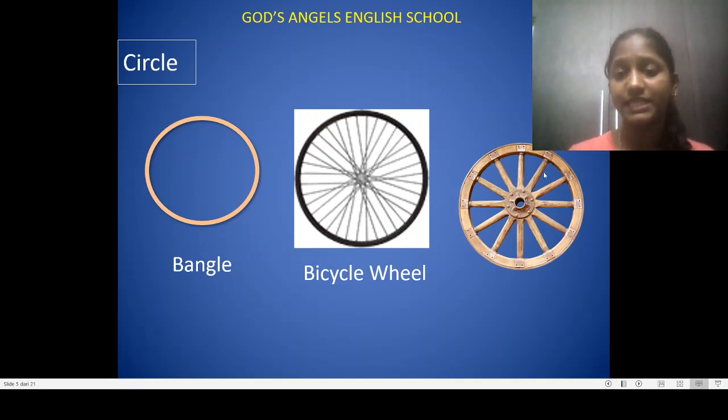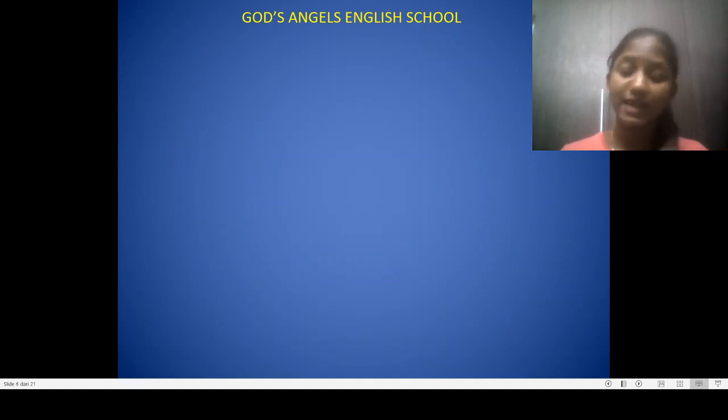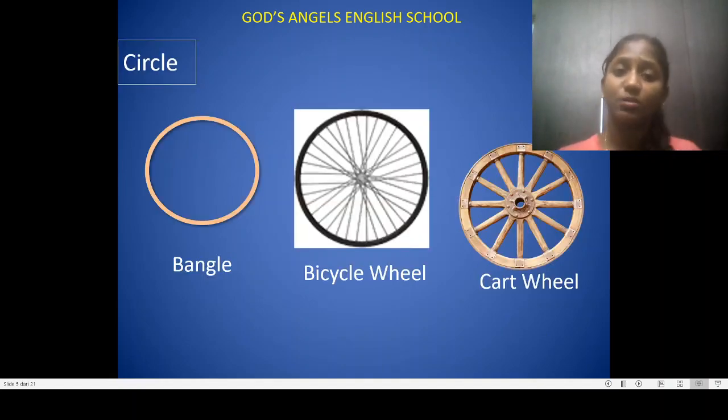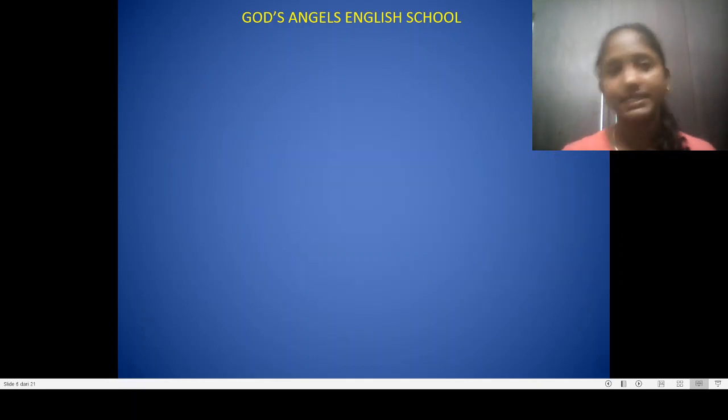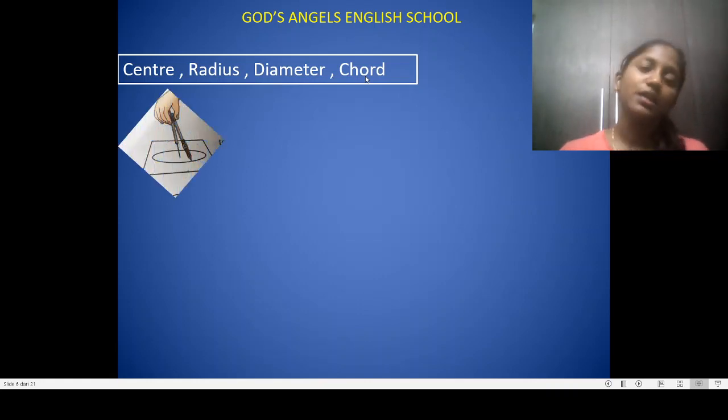And you have seen this cart wheel when you go to the village in summer vacations. So this is a cart wheel. It is also in a circle shape. So why are we learning about the circle? There is something, that's why I am showing you. So let's see what is there. We are going to learn about center, radius, diameter, chord.